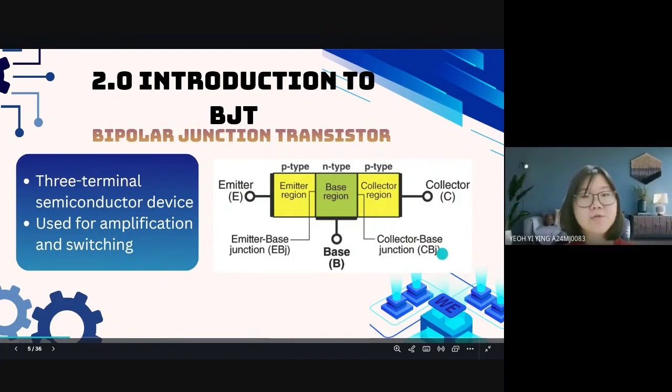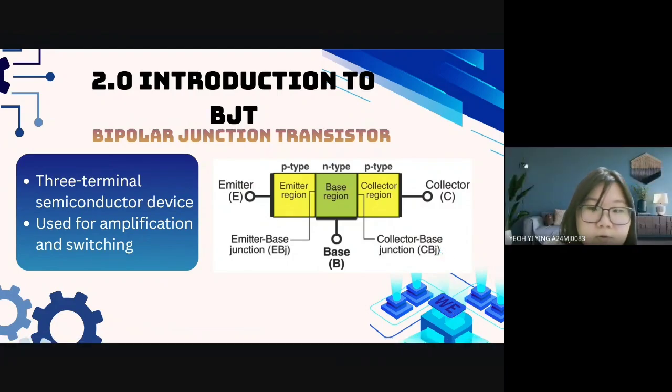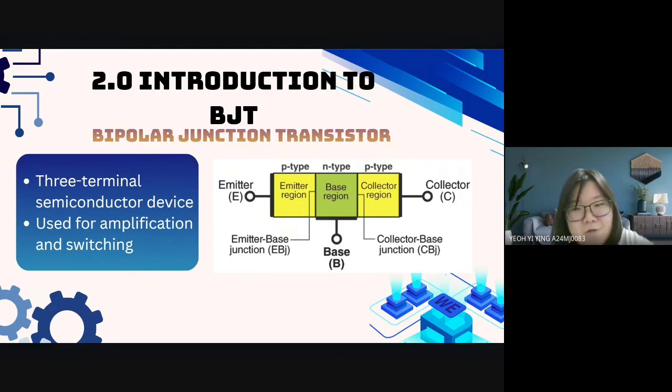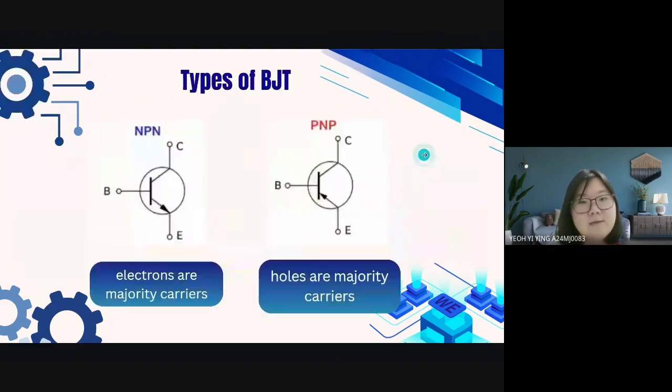Next, I will briefly introduce what a BJT is. BJT is also known as bipolar junction transistor, which is a three-terminal semiconductor device. It is used for amplification and switching. BJT consists of three regions: the emitter, base region, and collector region. The emitter is used to inject charge, the base controls the flow, and the collector collects the carriers.